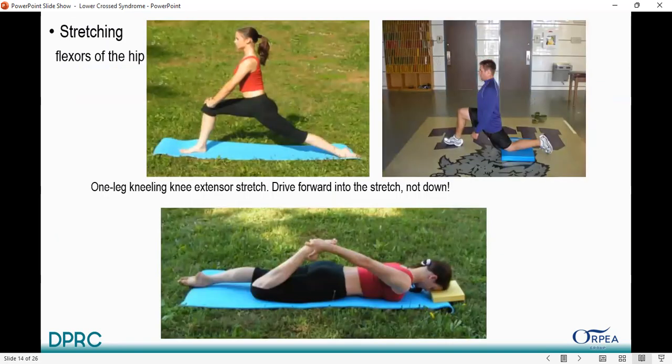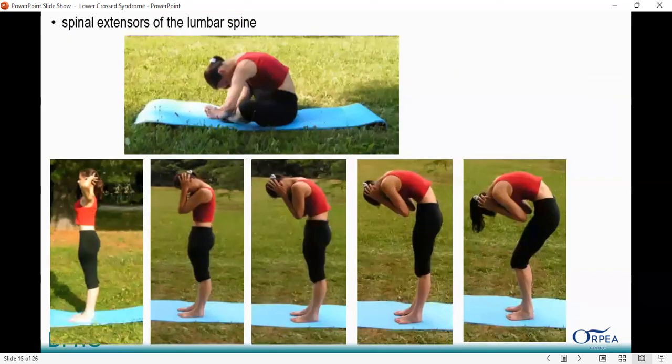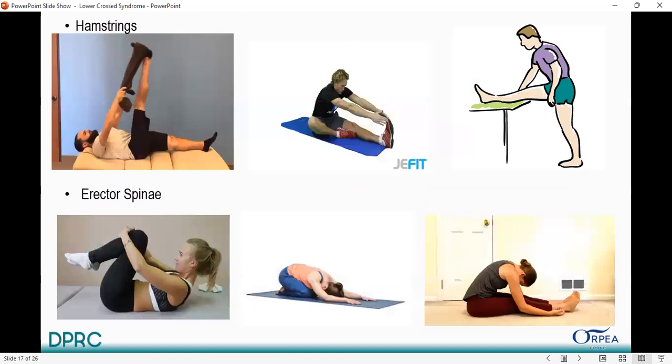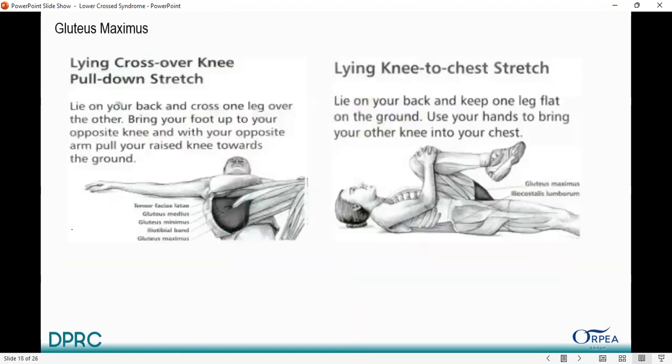Stretching of the hip flexors. Two variations are included. The second picture shows a knee extensor stretch in prone lying position. Spinal extensors stretch in sitting, and the second one is in the standing position. Different variations. And this is for the quadratus lumborum in standing. Hamstring stretch in supine, sitting, and standing position, as well as erector spinae. Gluteus maximus stretch, lying crossover knee pull down stretch, first picture. The second picture, lying knee to chest stretch.